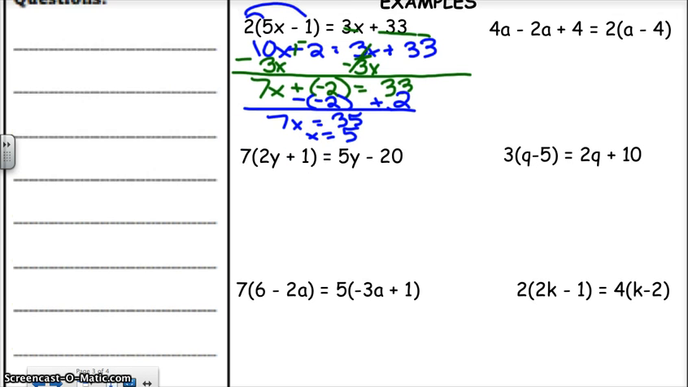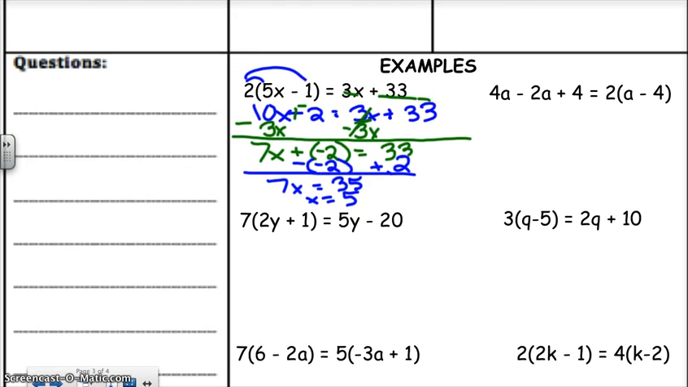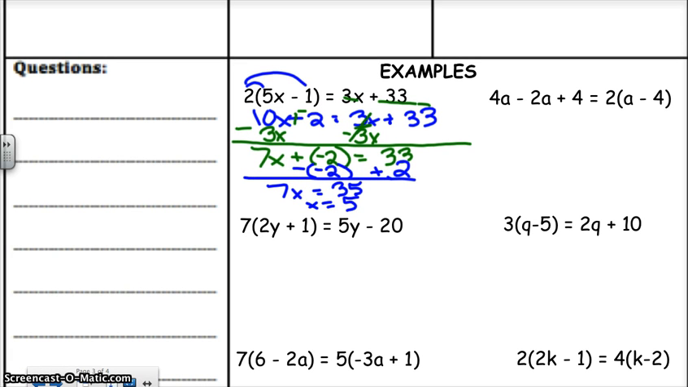Okay, this next one, I have quite a few things I need to do. I'm just going to follow my steps. First, second, third, fourth, okay? First step says to distribute if needed. All right, I need to, so I'm going to go ahead and do that. I'm going to change this to plus a negative 4 right away. Now I just rewrite 4a minus 2a plus 4 equals distributing my 2. 2 times a is 2a plus 2 times negative 4 is a negative 8.